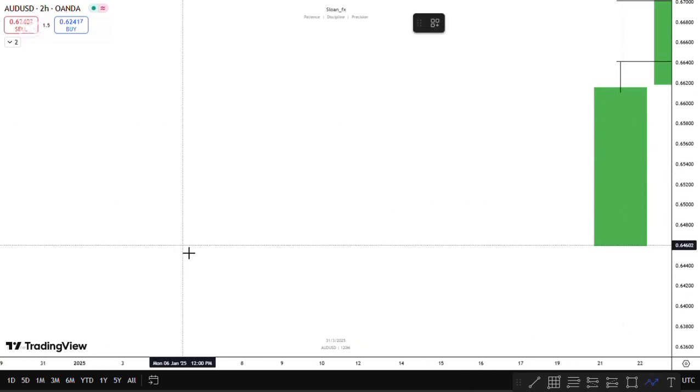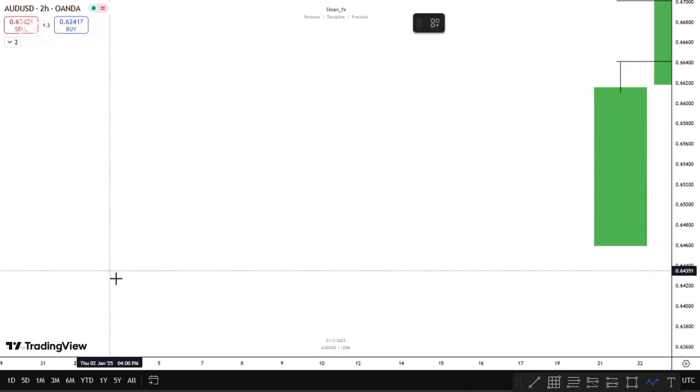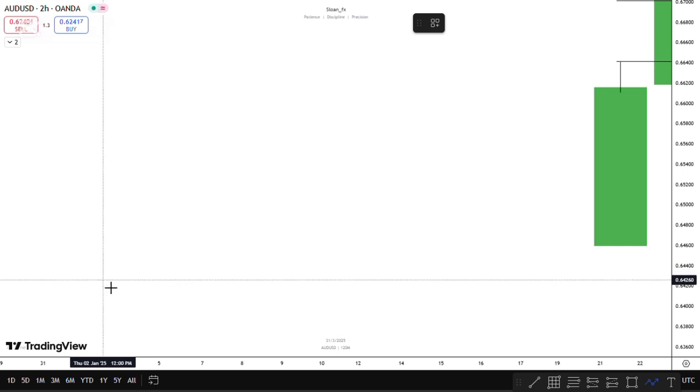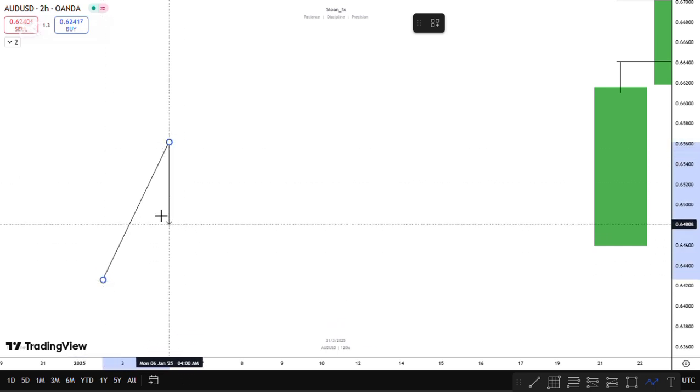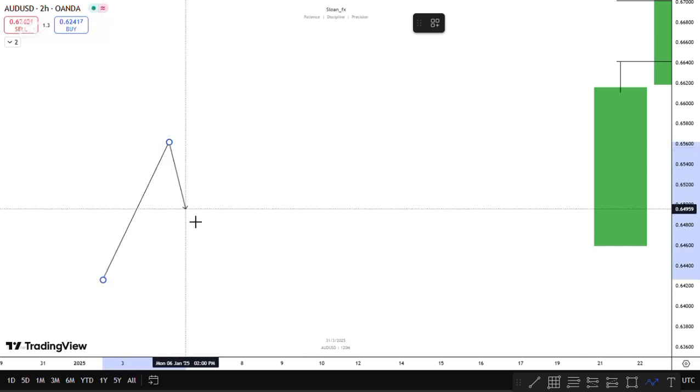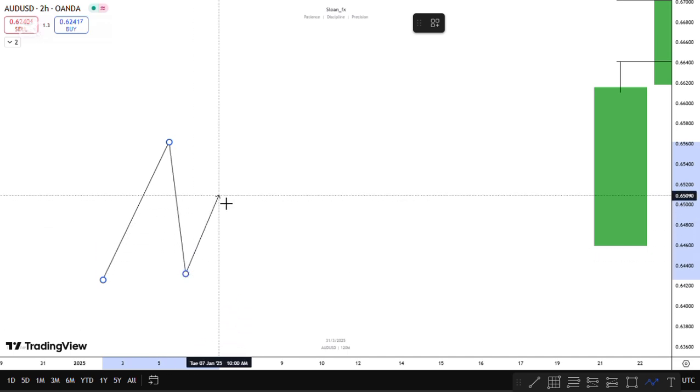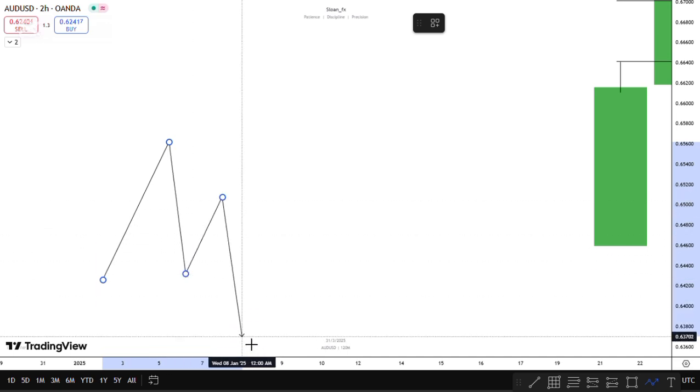Okay, now I'll go back to the textbook diagram again, just to re-emphasize what I've said before. When you see something like this and there is a fair value gap in between, and then the market breaks that fair value gap, and then tests back into it, then keeps going.